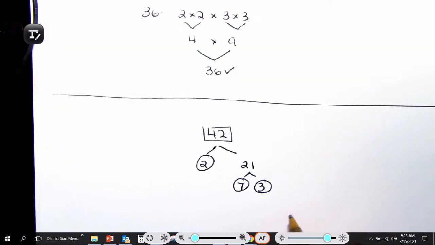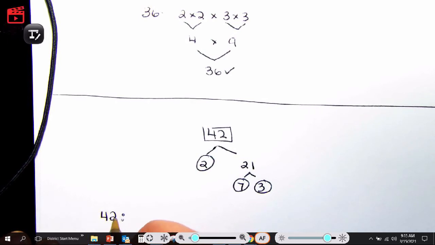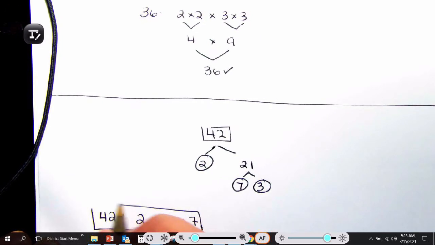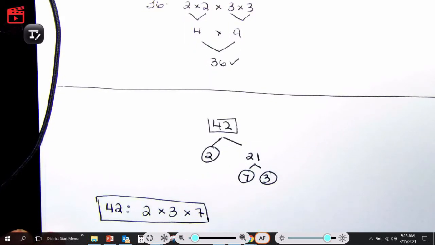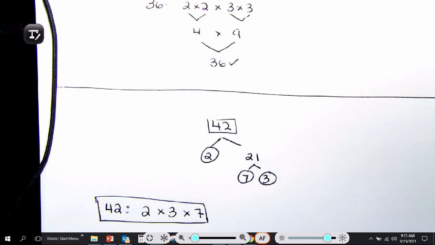So that means our prime factoring for 42 is 2, 3, 7. Now notice that I'm not writing 1. I can write 1 if you really want to, but 1 doesn't change anything. And notice how I'm writing it from smallest to greatest numbers. That's just the format that you want to use. It looks prettier.